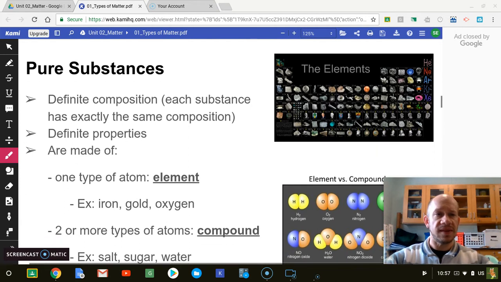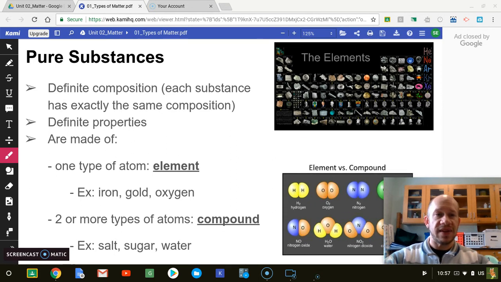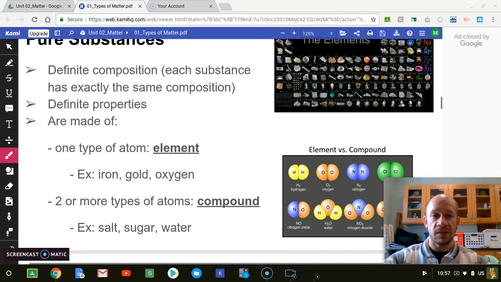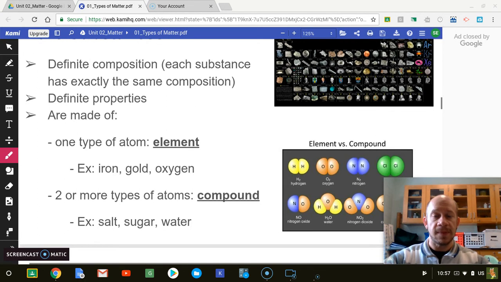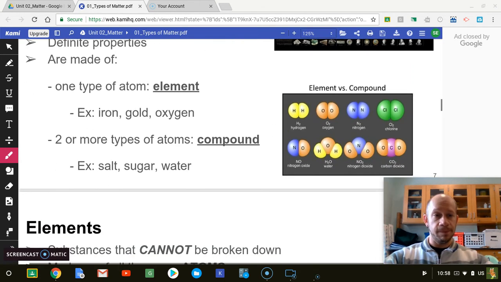So pure substances, to take the definitions further, have a definite composition. Each substance has exactly the same composition. They also have definite properties. Pure substances can be made up of one type of atom, such as an element, for example, iron, gold, oxygen. All of our elements on the periodic table, which we'll learn a lot more about soon, are pure substances. However, we also classify compounds that may have two or more types of atoms combined chemically as pure substances, such as salt, sugar, and water. Each one of those is a compound, which is considered a pure substance.